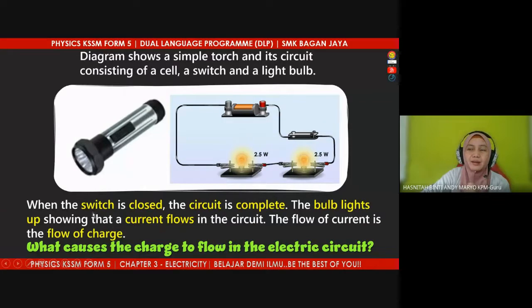The statement here: when the switch is closed, as I mentioned, the circuit is complete and the bulb lights up, showing a current flows in the circuit. We understood before what a current is, students. What is the definition for current? We learned this in 3.1.